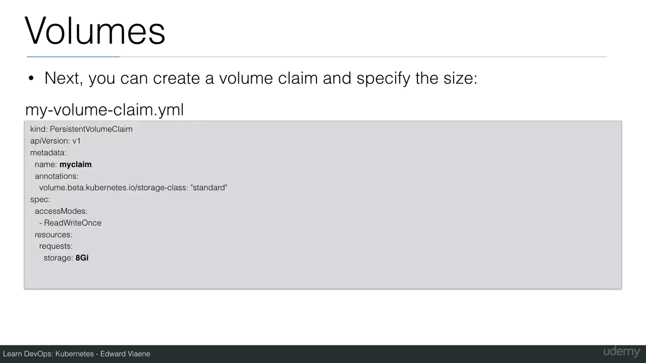So here's my volume-claim.yaml. It's of kind PersistentVolumeClaim. API version here is v1 because persistent volume claims are part of the stable API. I give it a name. The annotation refers to the standard storage class that I created earlier. And then the specifications, it's ReadWriteOnce. I can only have one EBS volume that I can read and write to at the same time. The request is going to be for 8 GB.